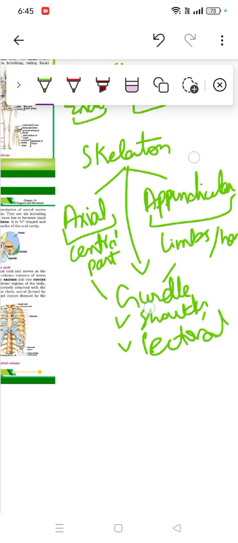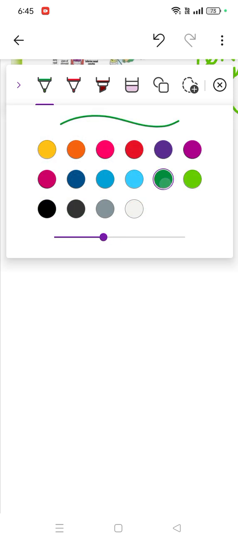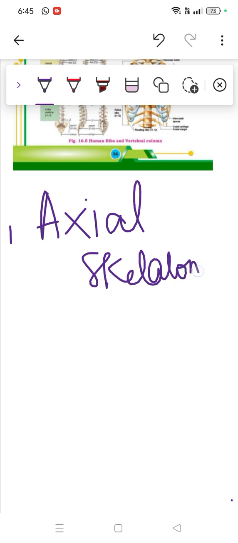So today we'll see all the detail about axial. This can be a long video, or I'll divide it into parts because it will be quite detailed. Axial skeleton. First let's check what exactly the axial skeleton is and how it is divided.